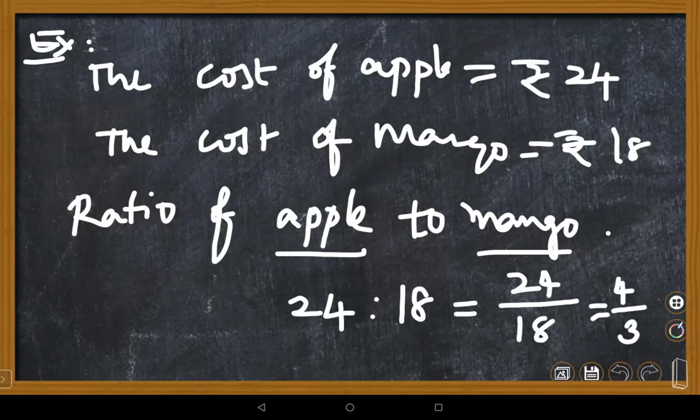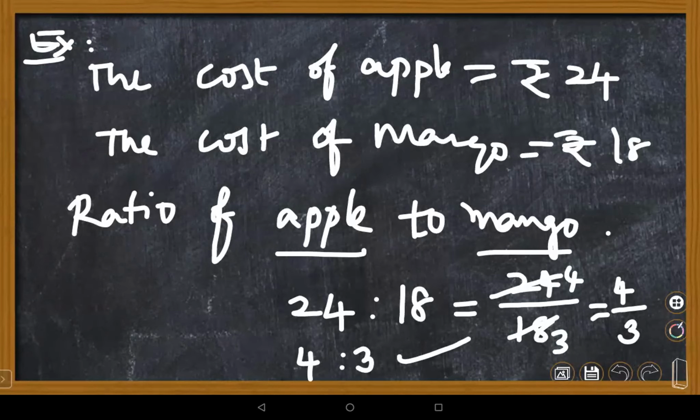Yes, 6 fours are 24, 6 threes are 18. 4 by 3 can be written as 4 is to 3. So like that we can write the ratios of the things, children. These are basic things we learned in the previous class too. Now, how to express ratios in lowest terms we also discussed right now. Your task is to express the given ratio in lowest terms.